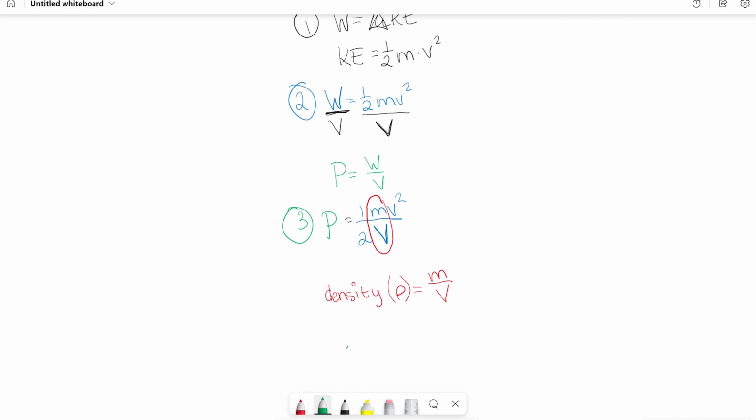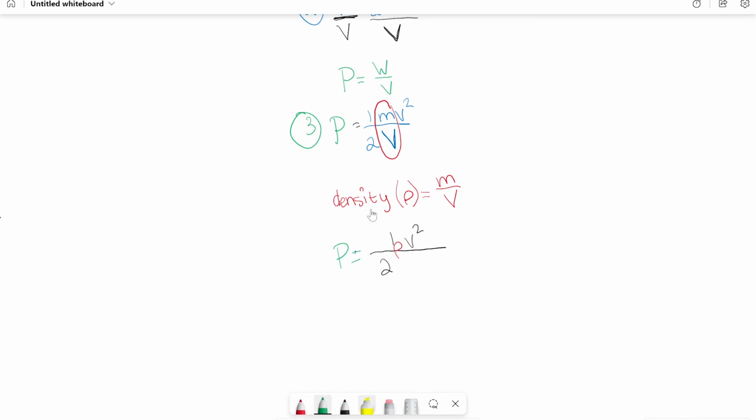So now, instead of having pressure is equal to all of this, we can say the pressure is equal to, and this 2 is still going to be in the bottom. We're going to have the v squared, and now this is going to be, instead of mass over volume, we're going to put a rho here.